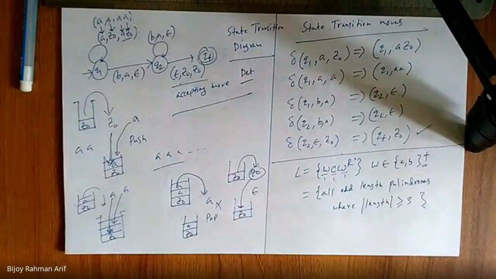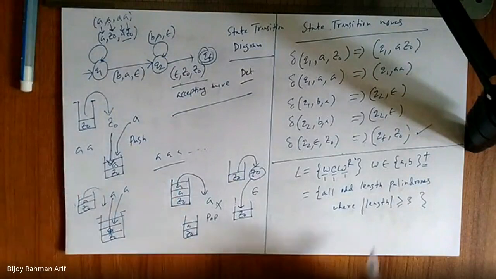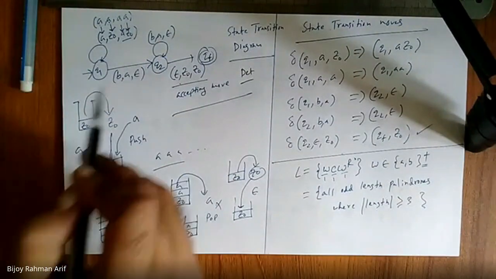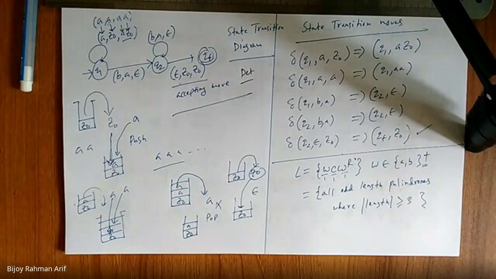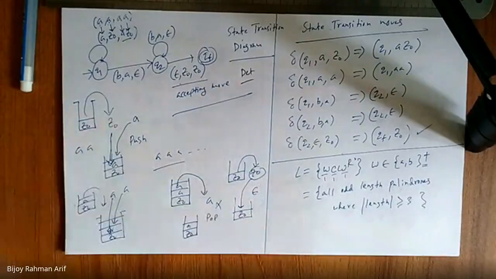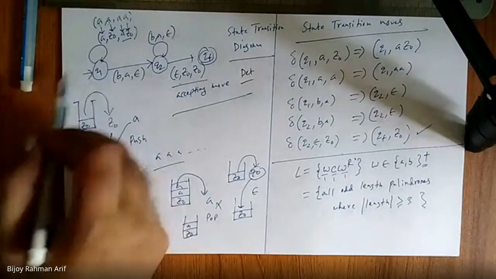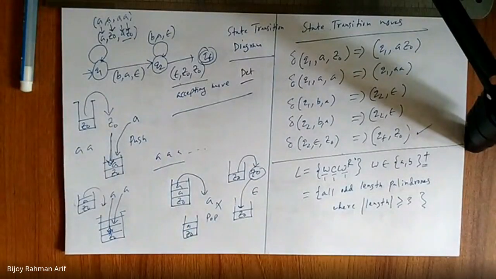So tell me, are deterministic finite automata and deterministic pushdown automata the same? Let's talk about this. In a deterministic finite automaton, what is the definition of deterministic? From a state, we should have moves for all the alphabets. Here, look at one state: is there a move for all the alphabets?